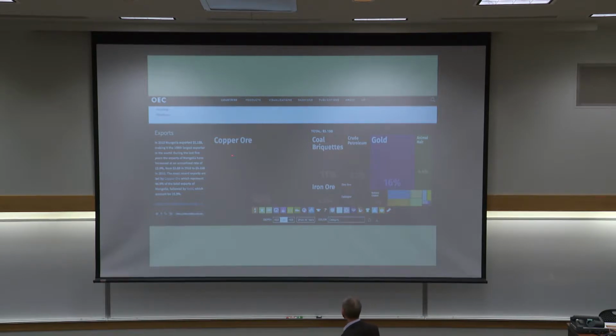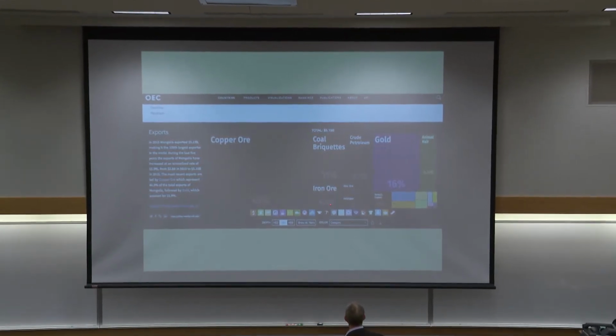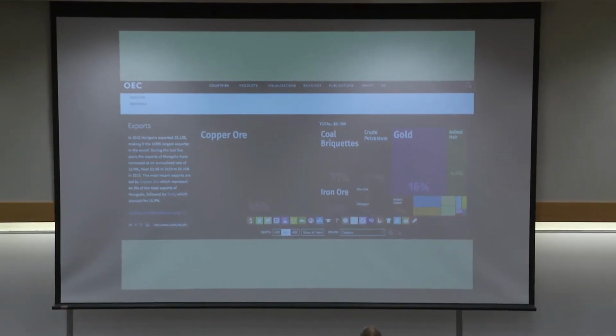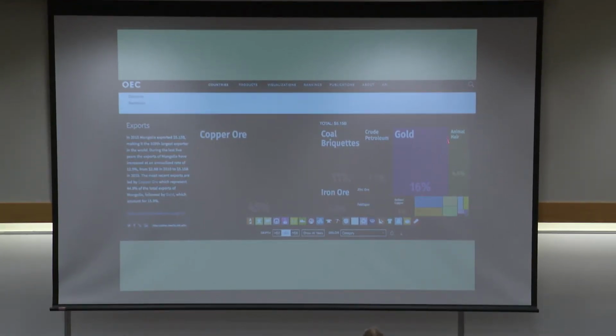Here's 45%. Here's iron ore. Here's coal. Here's petroleum. Here's gold. Here's copper. Look at the amount. This is 100% here, right? This whole area.